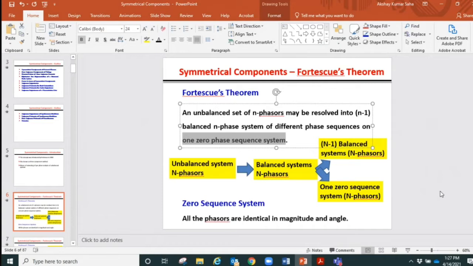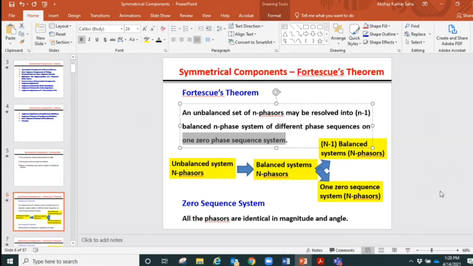Now before we go to the positive and negative phase sequence, zero phase sequence and all the stuff, I'm sure that you remember what phase sequence is. What is phase sequence? Can anyone answer? You can type if you don't want to talk.